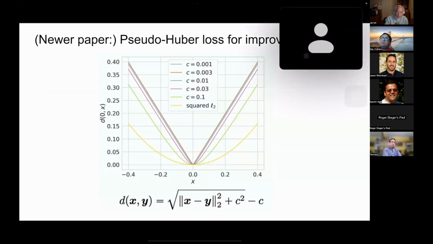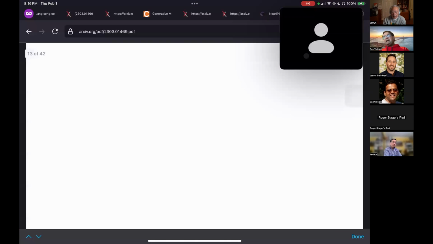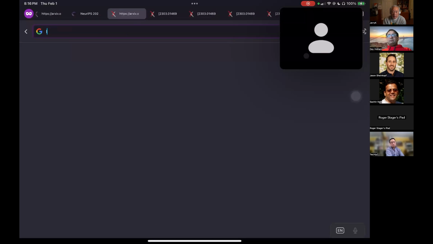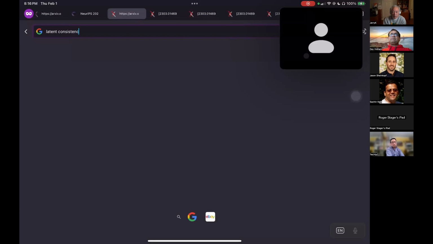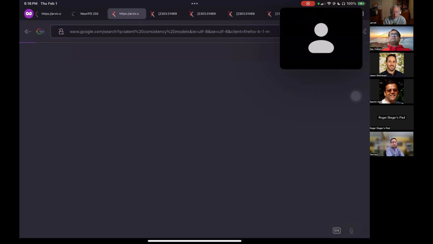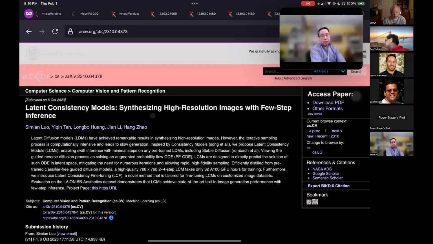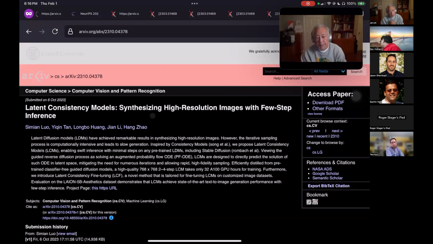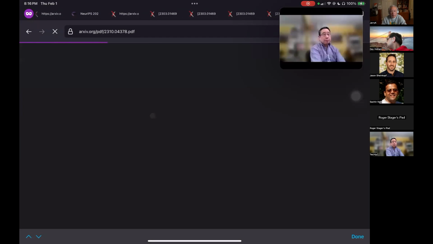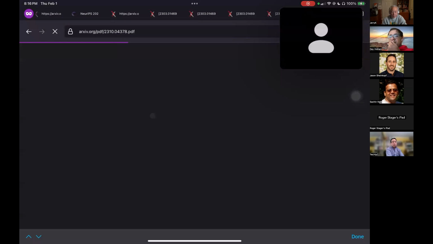Yes, there's a follow-on paper called LCM, the Latent Consistency Model, which brought it to the latent space as well. Just like Stable Diffusion did latent space regular diffusion, LCM does latent space consistency model.